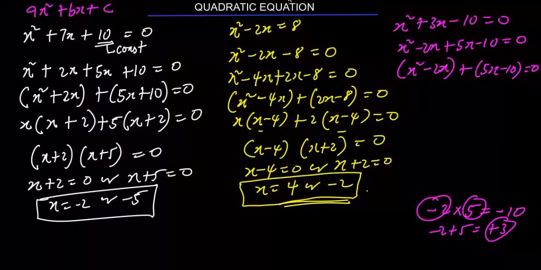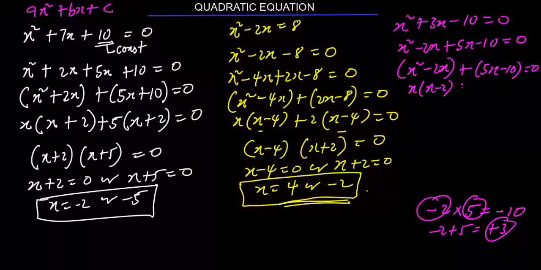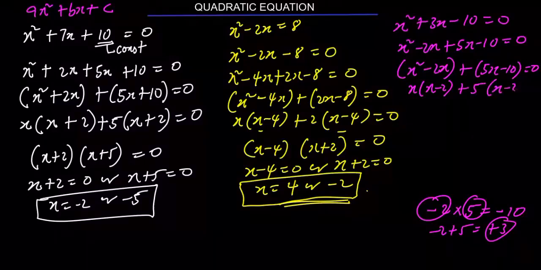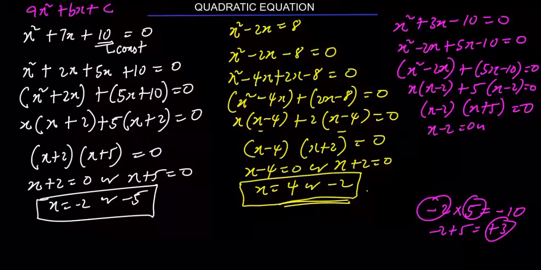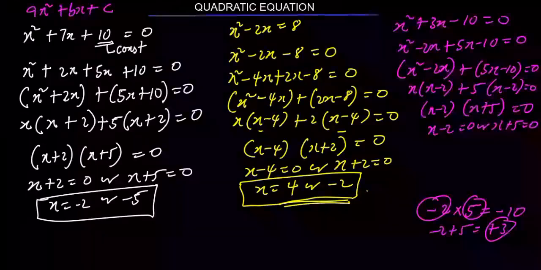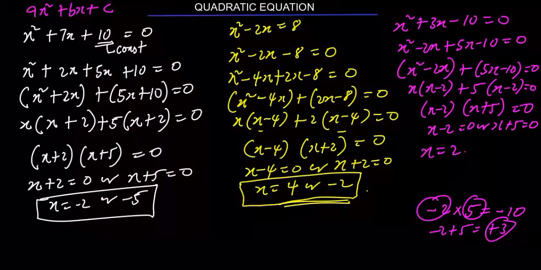So let's go. From here, x is common, x minus 2, then 5 is common, x minus 2 equals 0. So you have x minus 2, you have x plus 5 equals 0. So here x minus 2 equals 0, or x plus 5 equals 0. So here x equal to what? 2 or minus 5. Now I've gotten this.